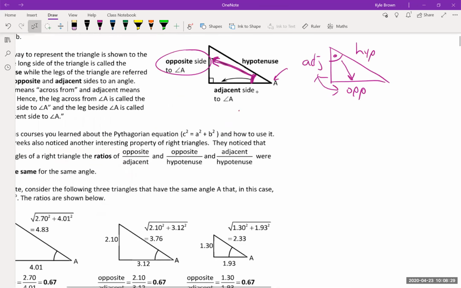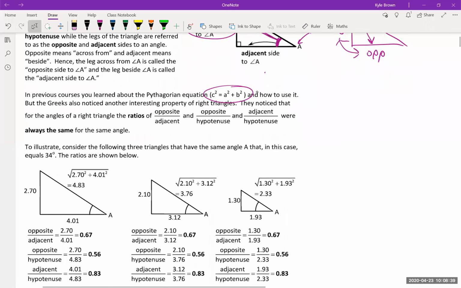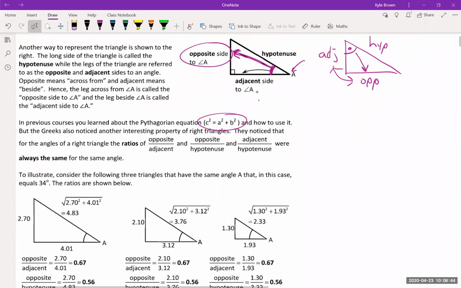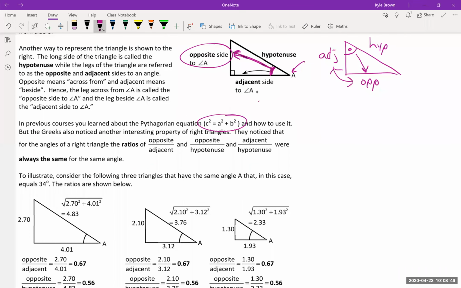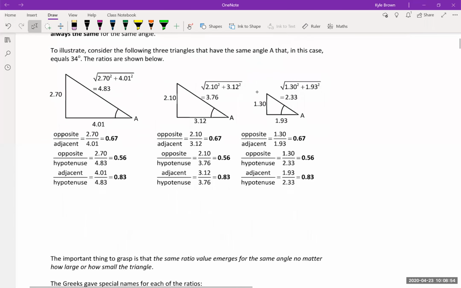So now the idea is that a lot of smart Greeks figured out some patterns. They figured out the famous Pythagorean equation for side lengths. But they also noticed that the ratios of the side lengths were always the same for the same angle on a triangle. What I mean by that is, let's look at these triangles down here. These three triangles all have the same angle there, even though they're different size triangles.